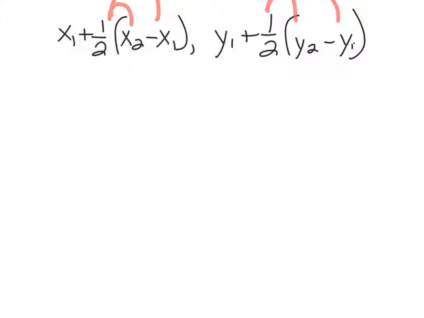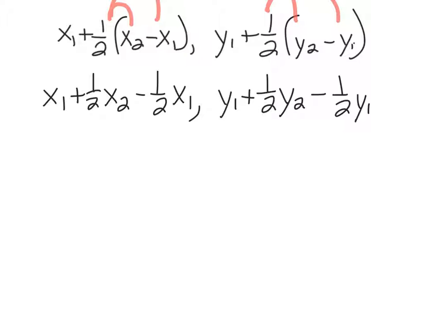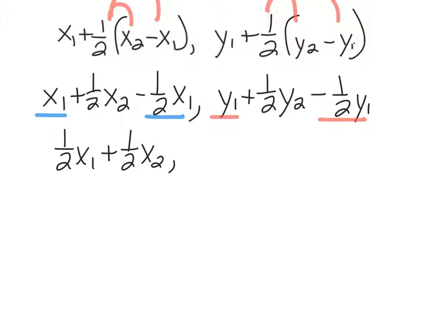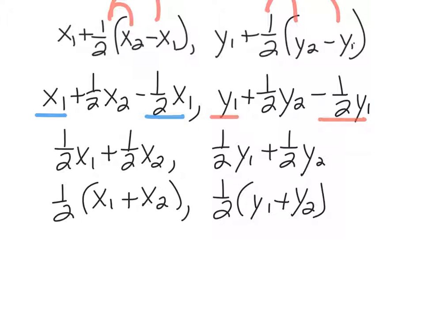Our first step will be to distribute the 1/2. Now that we've distributed the 1/2, let's combine like terms. x1 minus 1/2 x1 is 1/2 x1. Similarly, y1 minus 1/2 y1 is 1/2 y1. And there's our midpoint formula, half of x1 plus half of x2, comma half of y1 plus 1/2 of y2. There are other ways we could write it, of course.